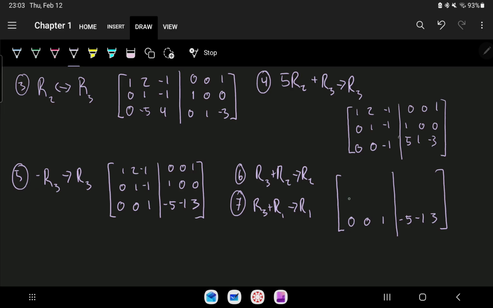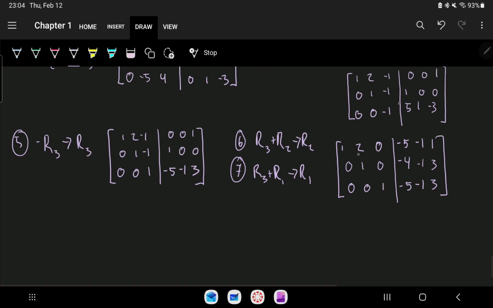All right, 1 minus 1 is going to be 0. I have a -5 plus 1, it's -4. -1 plus 0 is -1, and 3 plus 0 is 3. And then row 1 is going to come out in pretty much the same way.